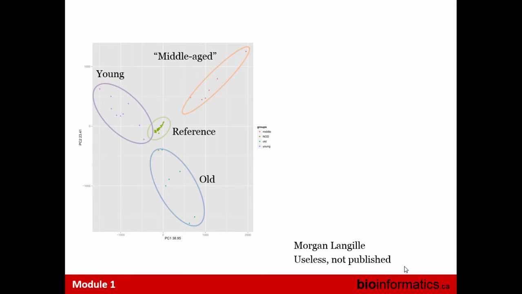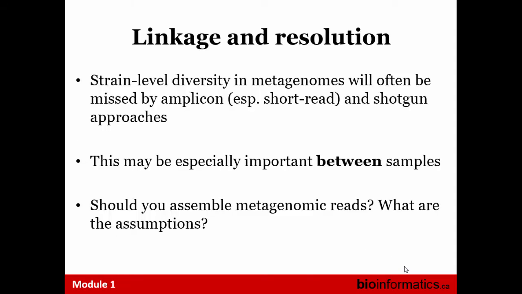Wouldn't it be nice? But it's a bit of a fantasy. I mean, we could have tried harder and gone back to the raw sequences and tried to sort it out, but even then, we'd probably just be asking for trouble. Okay. Linkage and resolution, strain level diversity is often missed by amplicon and shotgun approaches. And in many cases, strain level diversity is crucial. Often whether your wastewater treatment plant works or not depends on which strain of Candidatus Accumulibacter phosphatis you have. Does 16S resolve this? No. Does polyphosphate kinase, an alternative marker gene, resolve this? Yes.